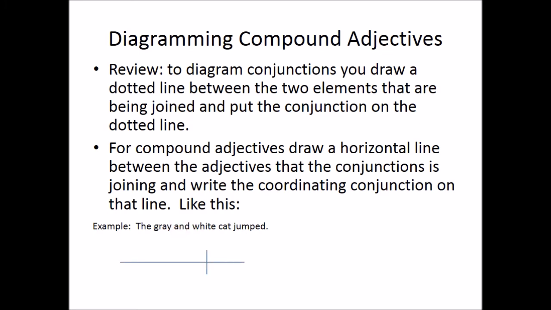You have your T. You always start with your T. You identify your subject, cat, identify your verb, jumped. Then you have your adjectives, the, gray, white. All those words are adjectives describing cat, but we have a coordinating conjunction connecting gray and white. We're going to draw a horizontal dotted line between gray and white and then diagram our conjunction. Pretty easy, right? That's what it looks like to connect two adjectives with a coordinating conjunction.